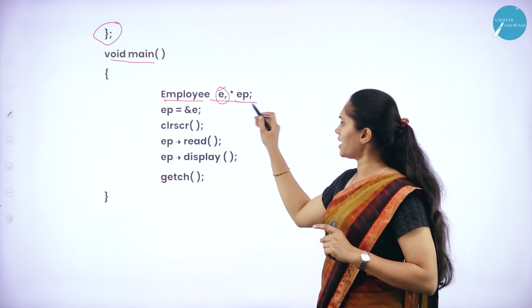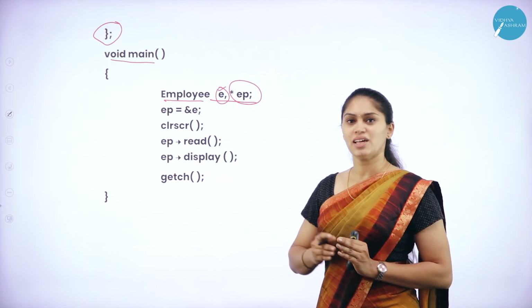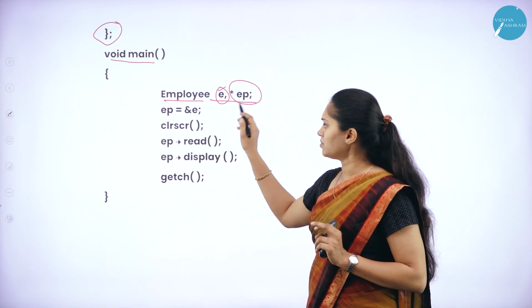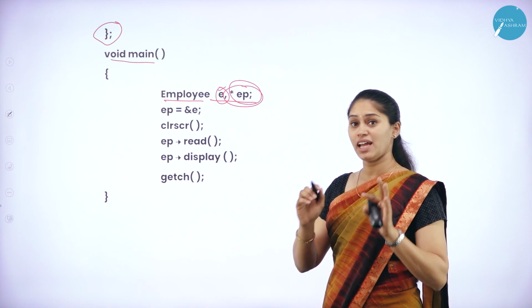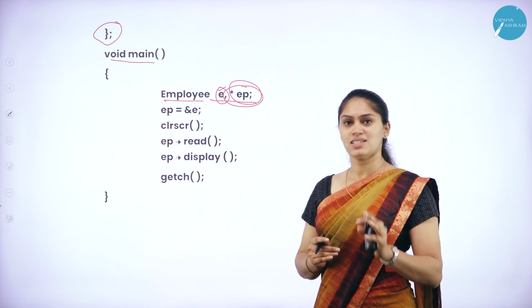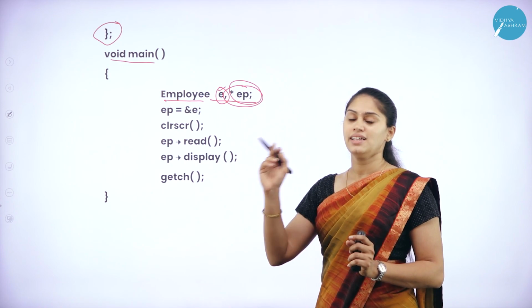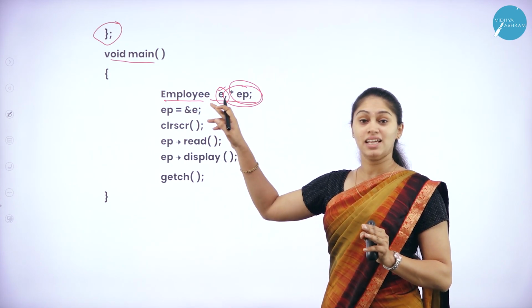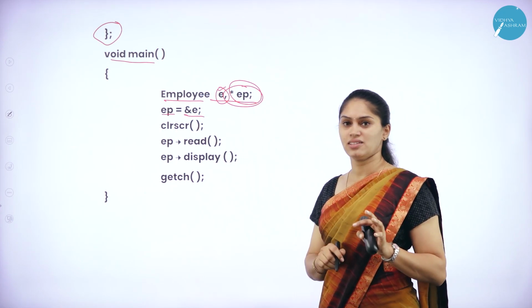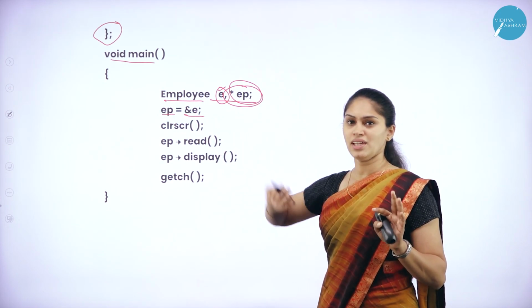So what is the next object that I have? I have star EP. So this represents what? I am declaring the pointer object. After that, I'm using this pointer object in order to store the address of another variable. You know that a pointer is a variable that is going to hold the address of another variable. What is the other variable here? E. That is also one of the objects of the class employee. So this EP is going to hold the address of this E. Whatever the content is there, that will be copied here.